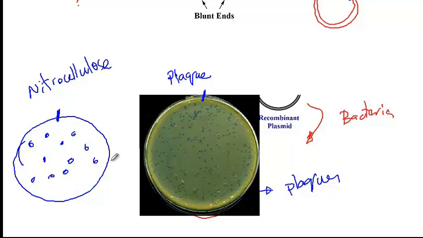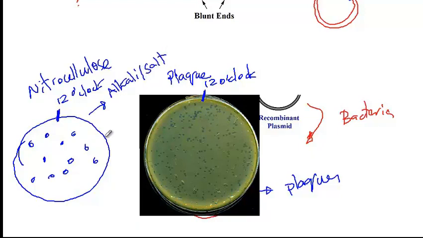We'll know that, alright, here is the 12 o'clock, for instance, of where we've placed the nitrocellulose paper. Now next we will place the nitrocellulose paper in either high alkali or high salt solution, as a consequence of which the double-stranded DNA will be dissociated into single-stranded DNA. So now all the DNA that is sticking to this nitrocellulose paper is in the single-stranded form.